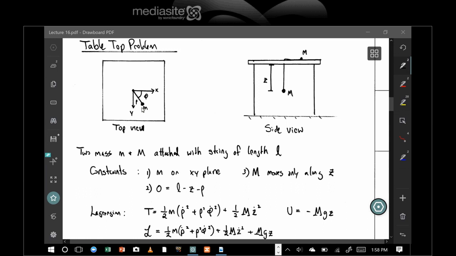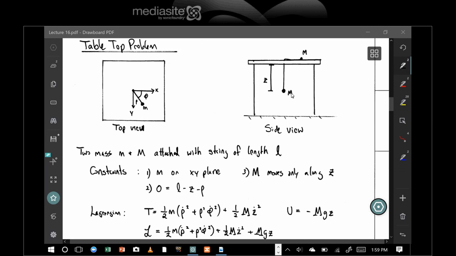The other constraint is that there's a string of length little l that attaches mass little m to big M. Rho is the distance the little mass is from the hole, and z is the distance that the big mass hangs below. So the sum of rho plus z has to equal the length of the string. That's equation 2. And then finally, mass M we assume can move in the z direction, up and down.